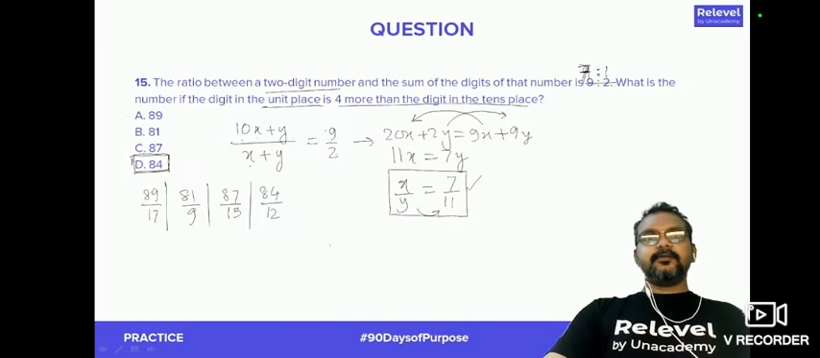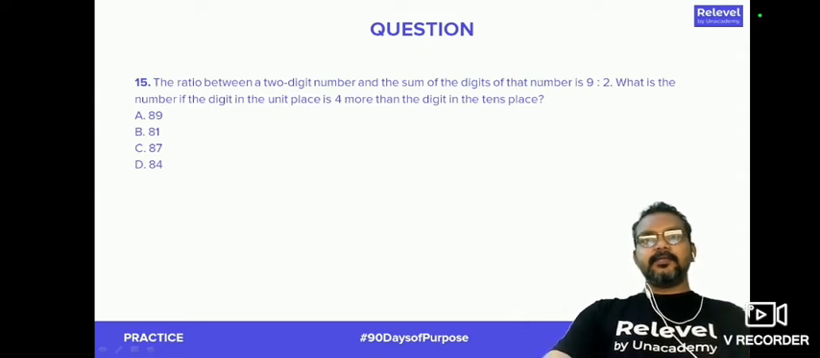Okay, so let me change the values. Let's say this is 7 is to 1 as the number. So we will now solve as 7 is to 1. Okay. So let me redo this calculation here. So what we have is, let us change it to 7 is to 1. And now we have 10x plus y. The sum of digits x plus y is 7 by 1.